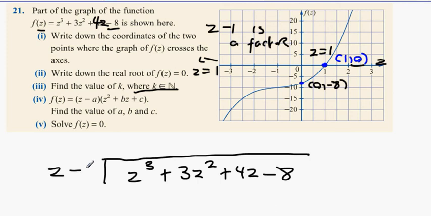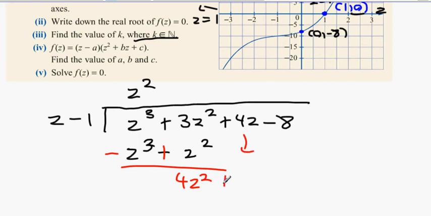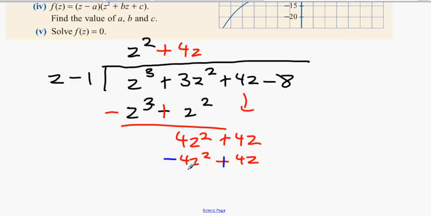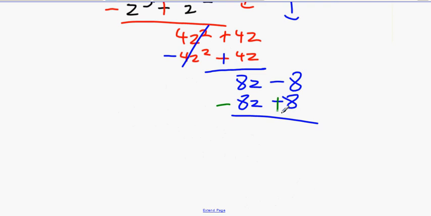Okay, so z minus 1 gets divided into this, so it's going to go z squared times, we're going to have z cubed minus z squared, change the sign, minus and plus, so we're going to get 4z squared plus 4z, and this is going to go plus 4z times, so we're going to have 4z squared minus 4z, once again come down, change the signs, and then we're going to have 8z minus 8, bring down the 8, and then finally it's going to go 8 times, because 8 times z is 8z minus 8, and then you're going to change the sign again, and you're going to get minus and plus, and you're going to get 0.